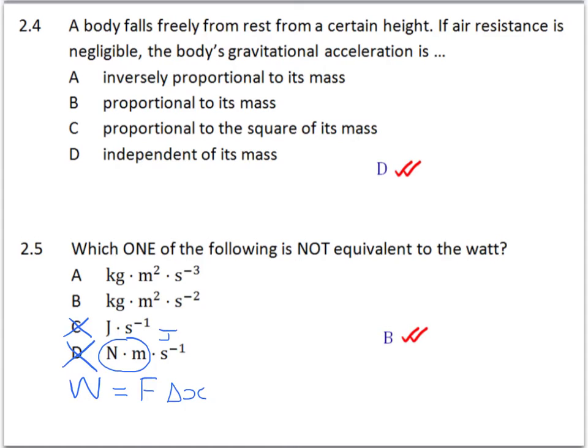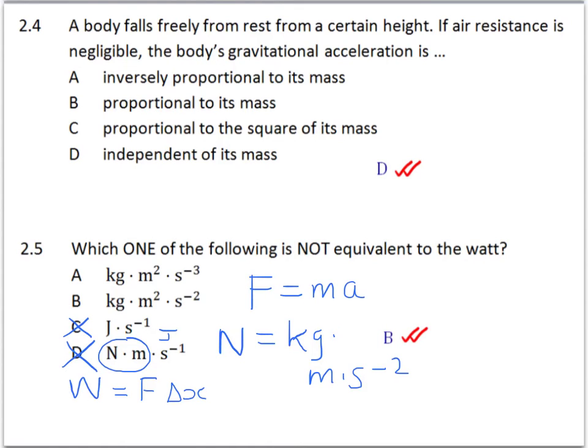What you need to see is that in both A and B, we have Newton's second law giving us the unit of the Newton. From F equals ma, a Newton is equal to a kilogram, the unit for mass, multiplied by meters per second squared, the unit for acceleration. So now let's look at A and B a little bit more closely. A and B agree on the kilogram meter squared.